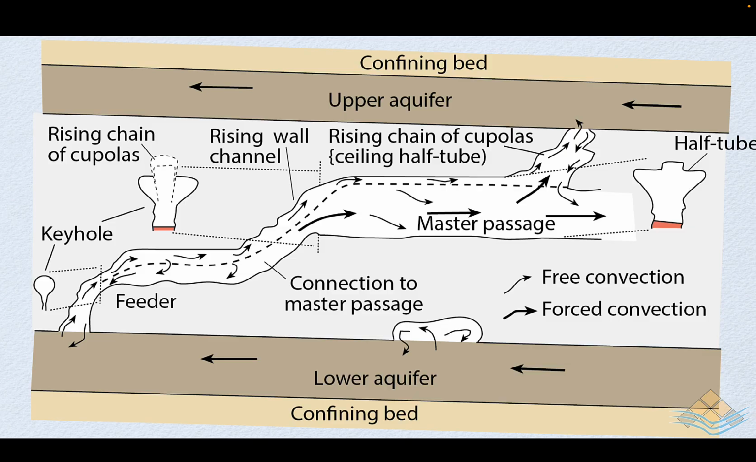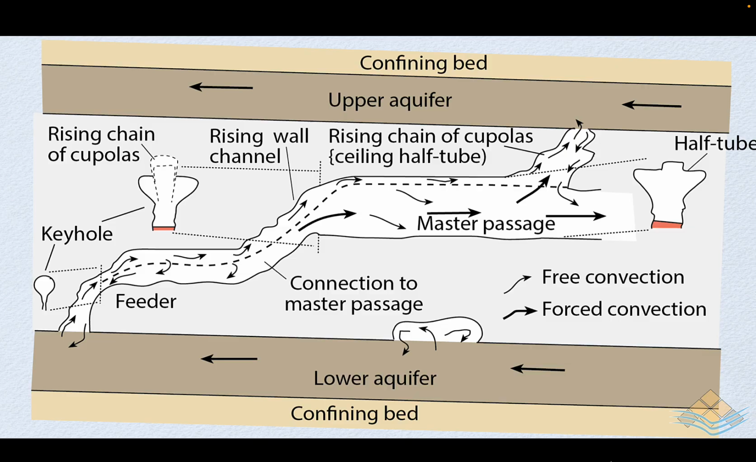Quite often they're focused between an upper aquifer and a lower aquifer with a confining bed within. And then we see this rising chain of cupolas or ceiling half tubes moving up through the systems. This association of cupolas, a keyhole-shaped master passage, is indicative of these hypogene caves. So let's have a look at a few examples now of hypogene caves to illustrate this process of fluid rising from below and leaching into fissure-controlled rising cavities as those acidic waters ascend from depth.